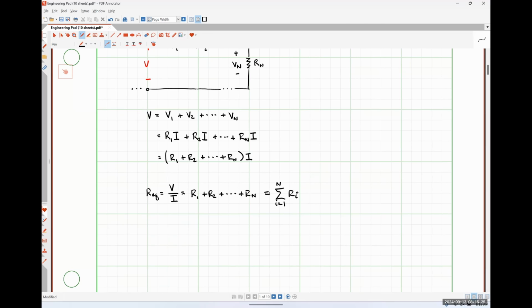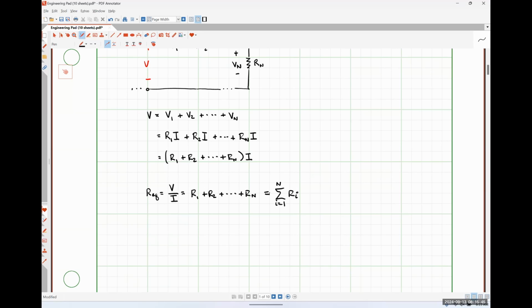where i is just the index on all of those resistors. So we have very formally proved what you all already knew. When we have resistors in series, we just add them together. That's the reason why. It's effectively Kirchhoff's voltage law. Okay.